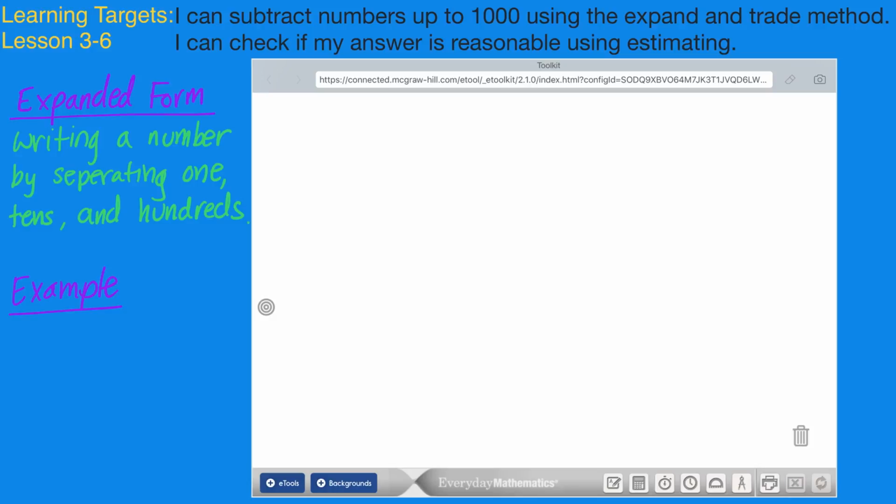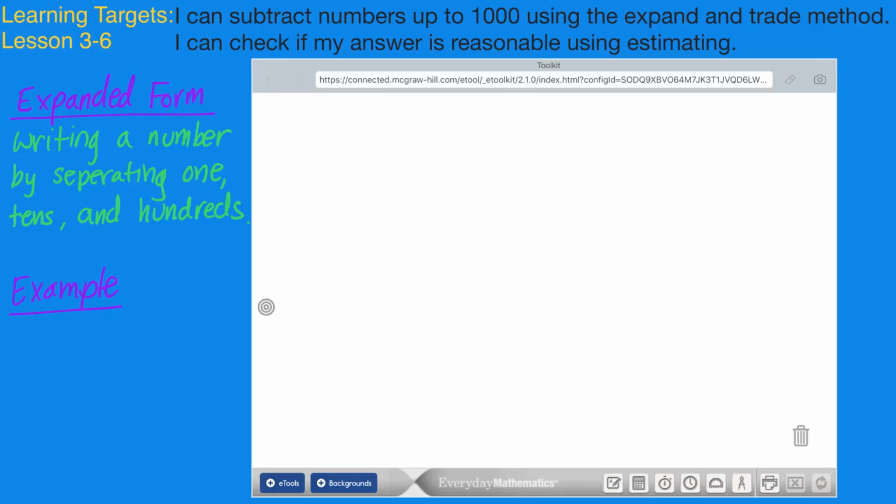And as always, let's start by reviewing our learning target or our objective. Today, our learning target is I can subtract numbers up to 1,000 using the expand and trade method. So that's the method that we're going to be learning today.